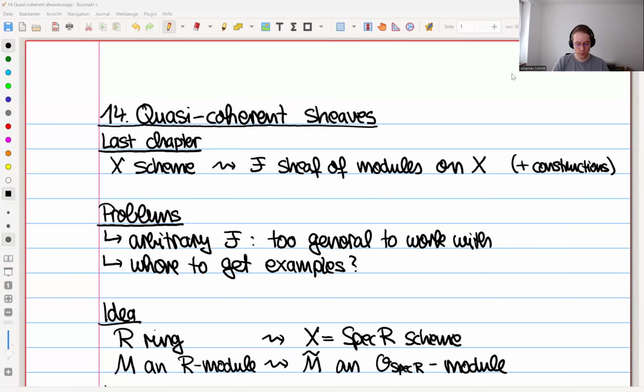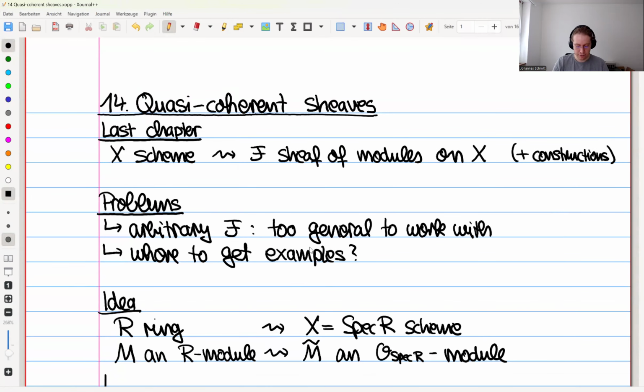In the last chapter, we saw that when X is a scheme, we have this notion of a sheaf of modules on X, and we saw various constructions for these things: kernels and co-kernels of their morphisms, tensor products, and so on. There are some problems, namely, an arbitrary such F is just too general to work with. It's hard to do any calculations. It's hard to prove any results here.